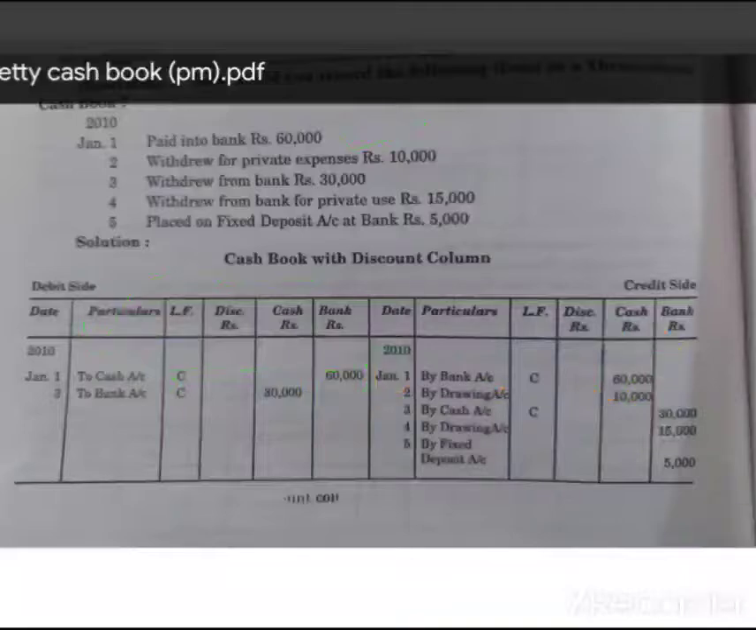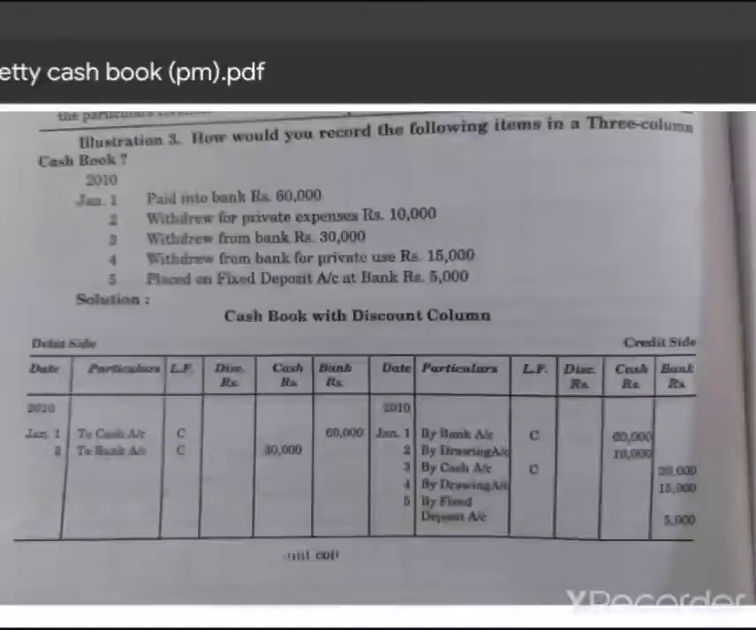So this is an example of 3-columnar cash book, and this is how we enter the transactions into a cash book. I hope the concept of cash book is clear to you all.